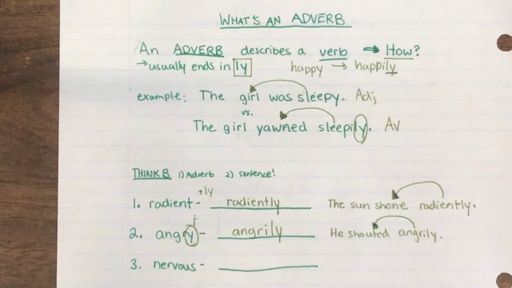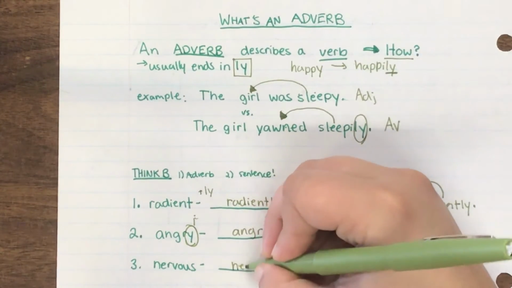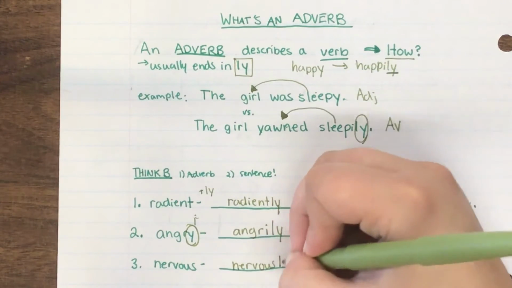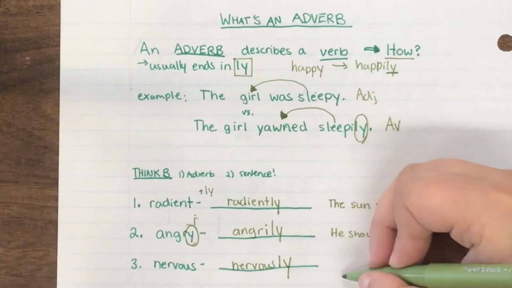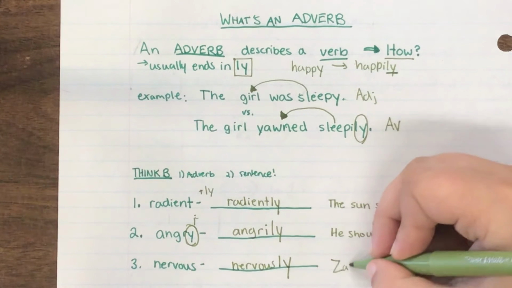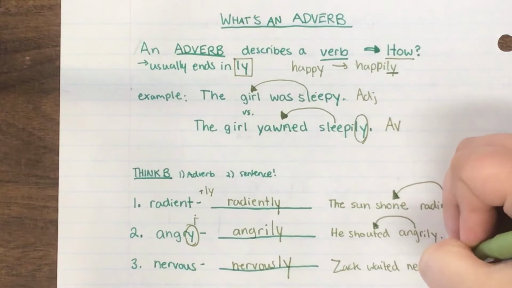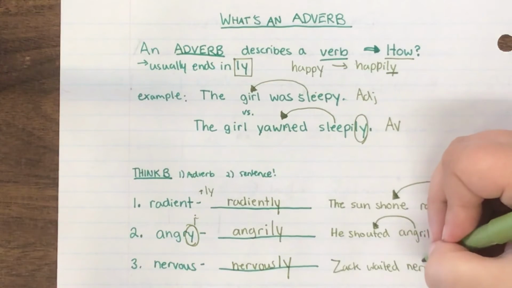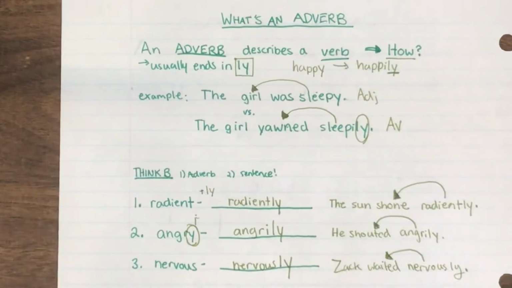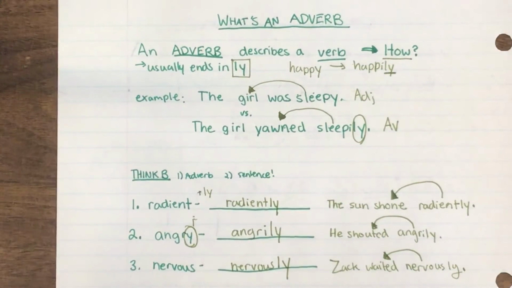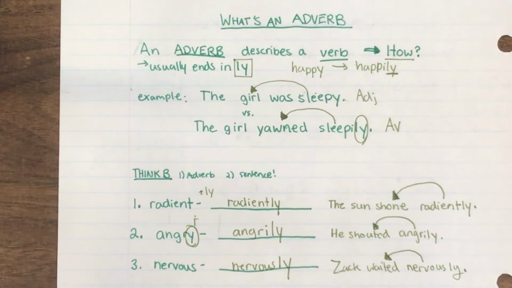And then finally, the word nervous. This one doesn't end with a y, so I don't have to do anything special. I'm just going to write the word nervous and then add the ly on the end. And my sentence is going to be, Zach waited nervously. How did Zach wait? He waited nervously. So once again, it's answering that question. How did they do the verb? Very good. Let's go all the way back to Think A now and try finding some adverbs in sentences.